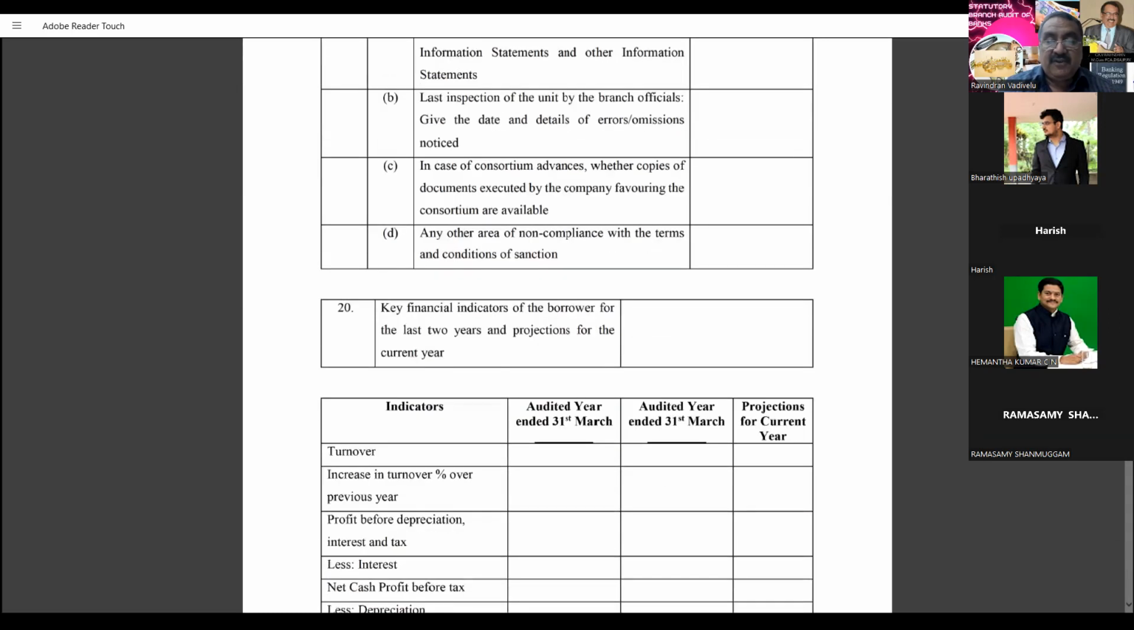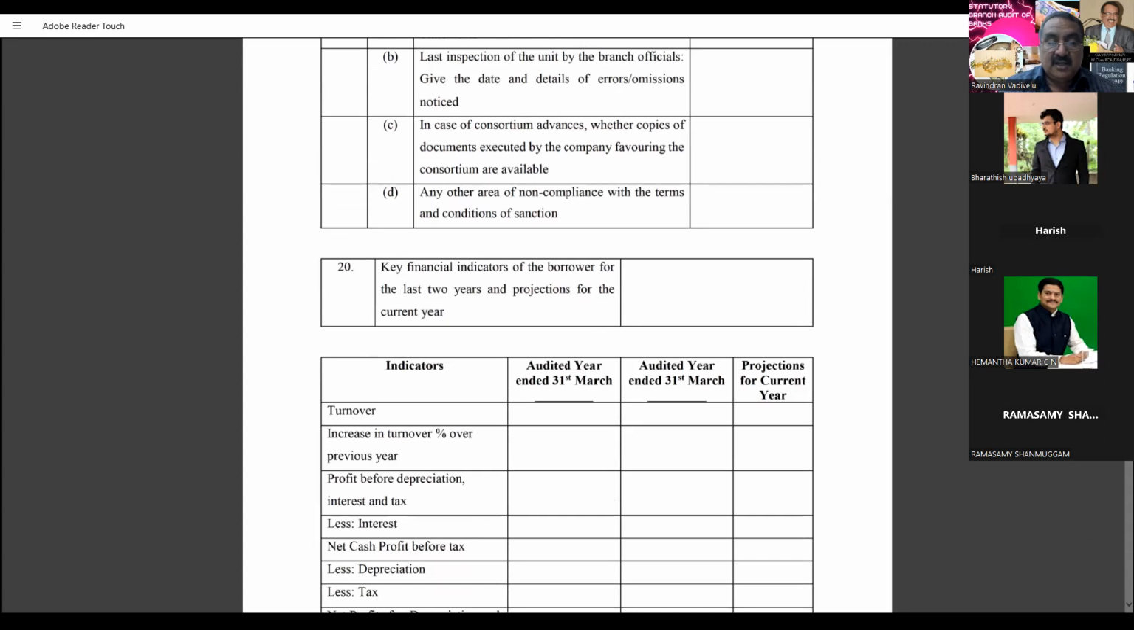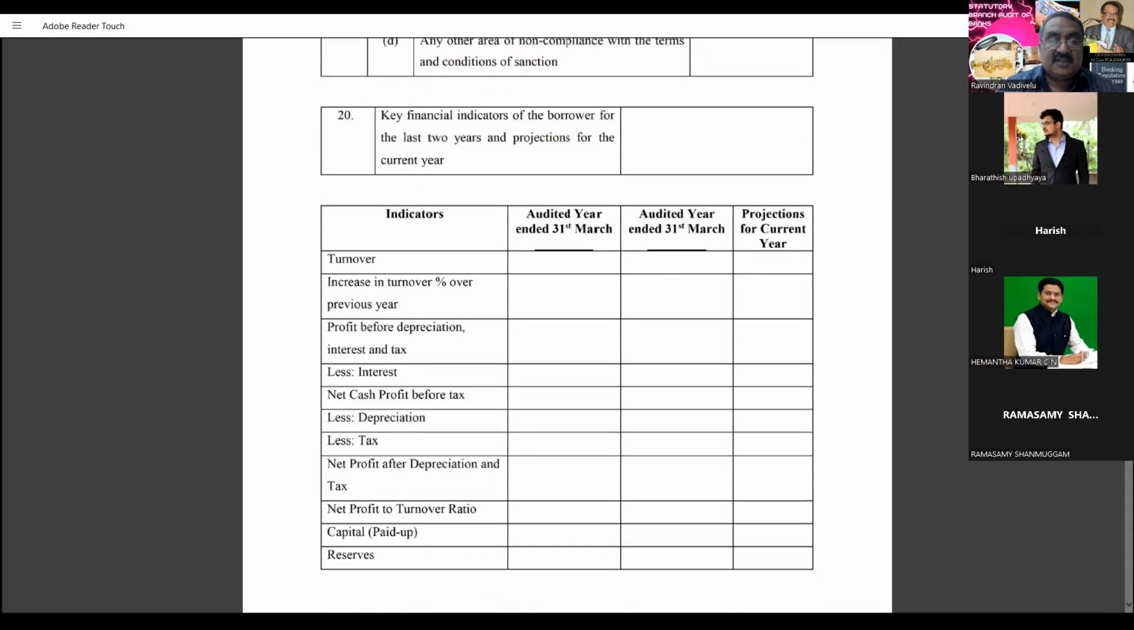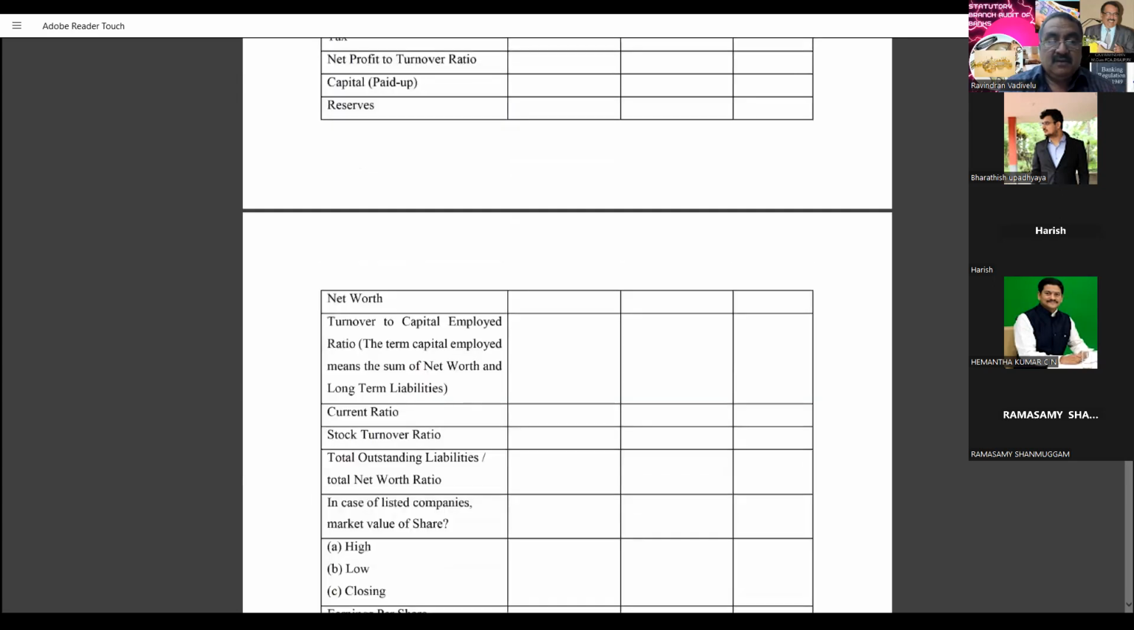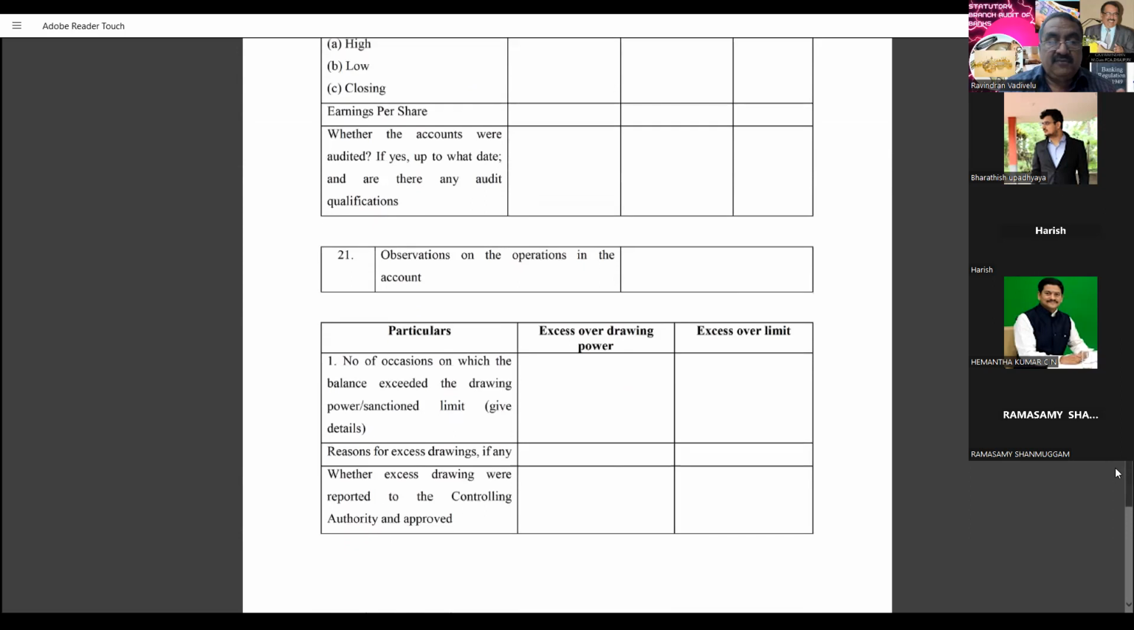Point number 20, key financial factors of the borrowers. So this is a very, very good exercise. This you can find from the process note of the bank. So if you are very well versed in ratios, then you yourself can do it. But it is the duty of the banker. They have to fill it and give it to you. And it is your duty to verify and certify. So all these ratios you have to fill.